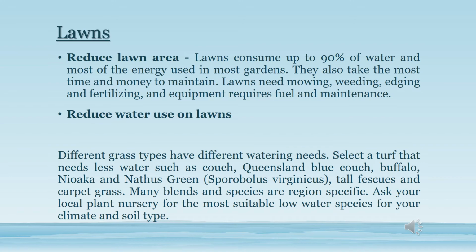Reduce water in lawns. Different grass types have different watering needs. Select a turf that needs less water such as couch, Queensland blue couch, buffalo, Nuturf, Sir Walter, tall fescue, and carpet grass. Many blends and species are region specific. Ask your local plant nursery to plant suitable low water species for your climate and soil type.